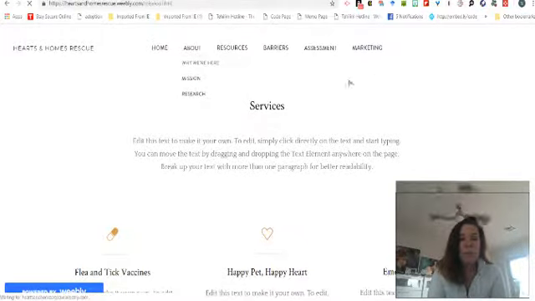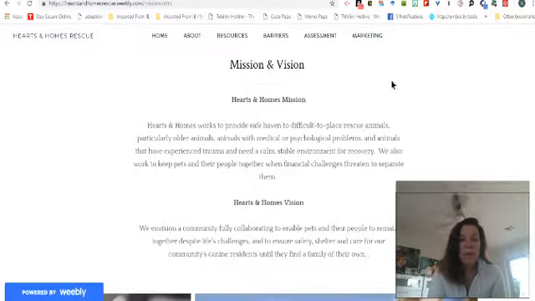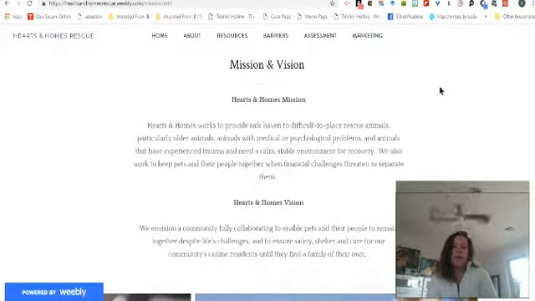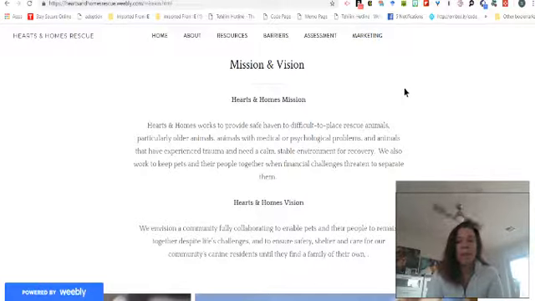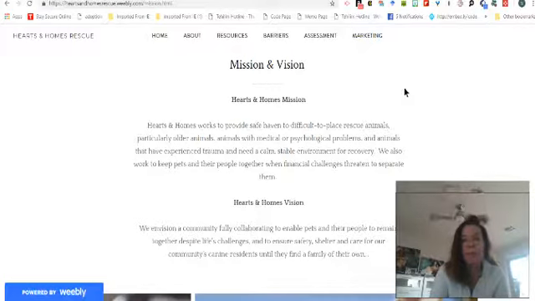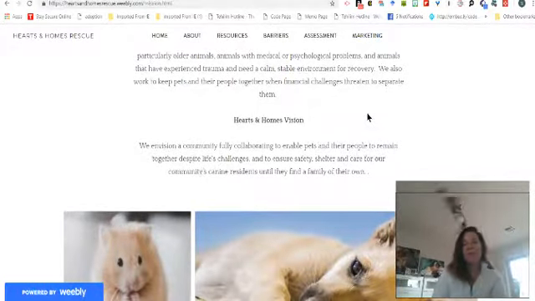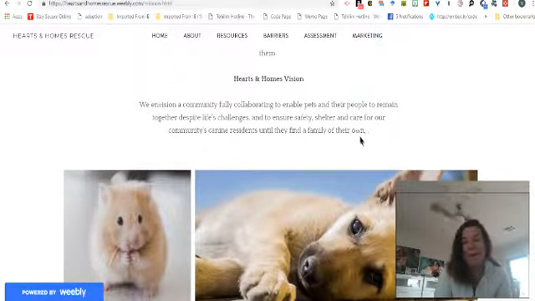And then I did actually write a mission statement. It's a little bit different than what I said in my other one, because I wrote them at different times. But anyway, Hearts and Homes works to provide safe haven to difficult to place rescue animals, particularly older animals, animals with medical or psychological problems, animals that have experienced trauma and need a calm, stable environment for recovery. We also work to keep pets and their people together when financial challenges threaten to separate them. There's nothing in here about training, and again, that's only because I wrote them at two separate times. If your mission statement and your why you're here don't conform, you might want to conform them, but I don't have time to do it.